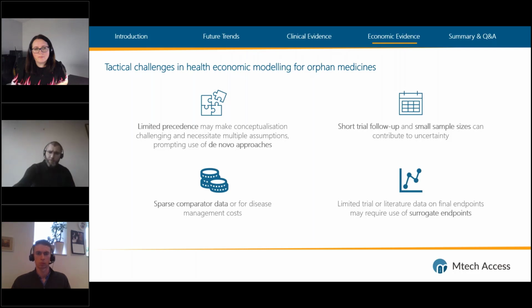If we cycle round to the bottom right here, a fairly similar consideration associated with that is that we are likely to have trouble. This is associated with the short trial follow-up. We're likely to have trouble getting data on final endpoints of interest. So, for example, if we're thinking about a very rare oncology indication, it may be the case that overall survival is rarely attained within clinical trials or reported subsequently in the literature. So not much data on overall survival in this hypothetical context.